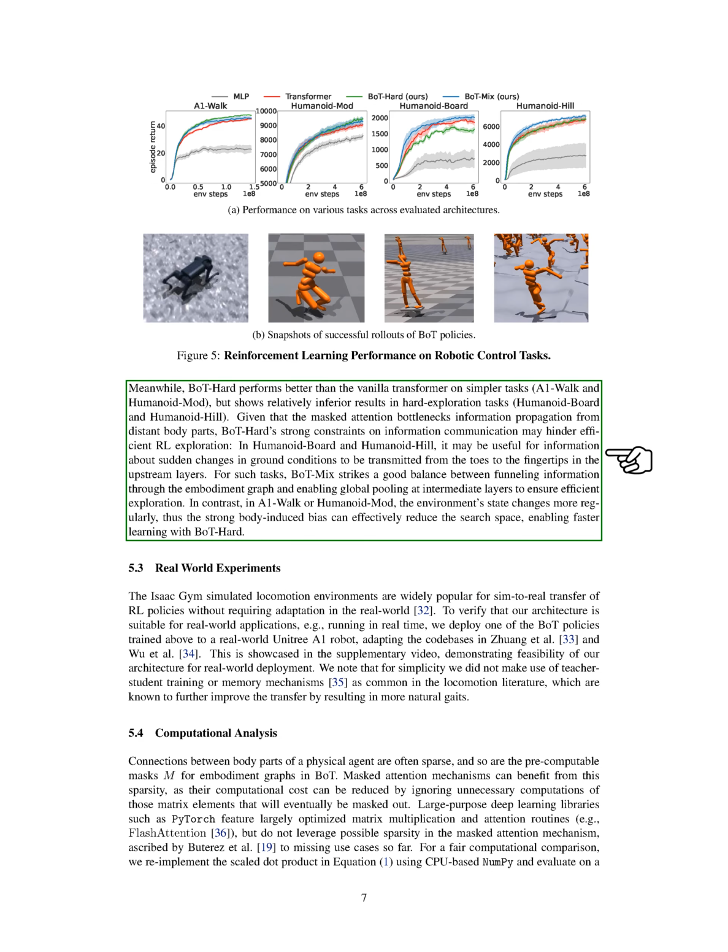While BOT hard excels in simpler tasks like A1 walk and humanoid mod, it struggles in more complex tasks like humanoid board and humanoid hill due to its constraints on information flow. In these challenging scenarios, BOT mix effectively balances information sharing and global pooling, facilitating better exploration. Conversely, in environments with more regular state changes, such as A1 walk and humanoid mod, BOT hard's strong body-induced bias helps streamline learning.